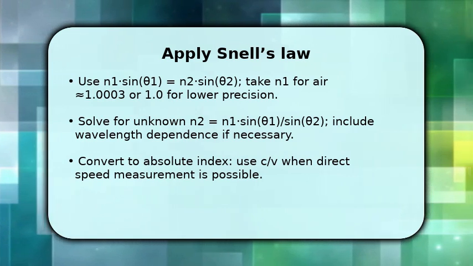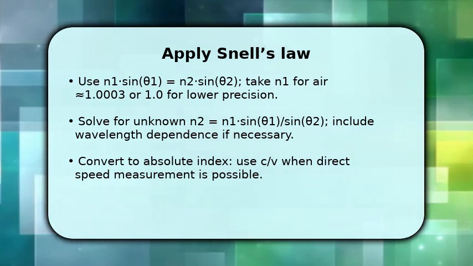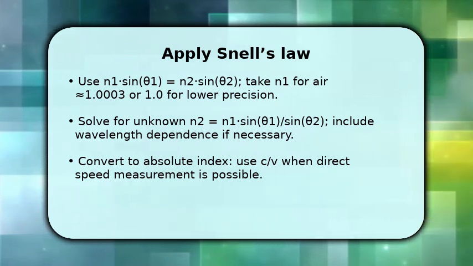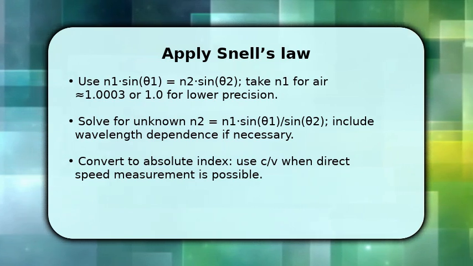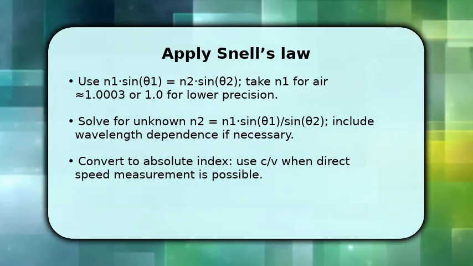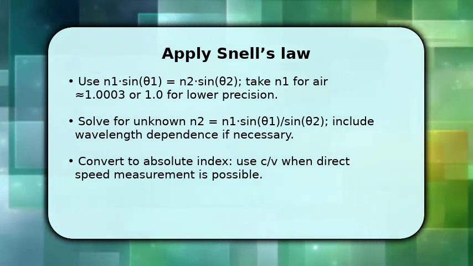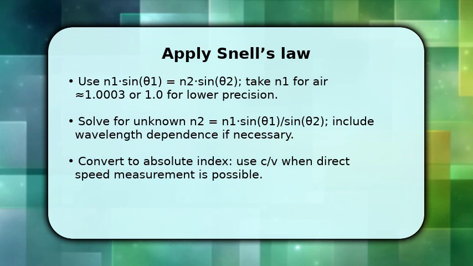If you need absolute refractive index from speed, measure light speed in the sample and compute n equals c / v. Remember why this works: the sine ratio encodes phase velocity change at the interface, and wavelength or temperature shifts cause measurable index changes, so correct for them when needed.